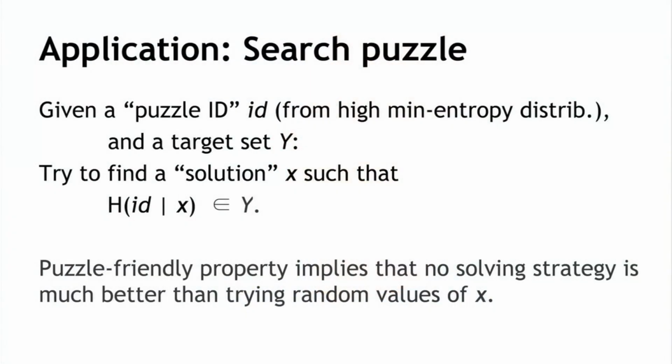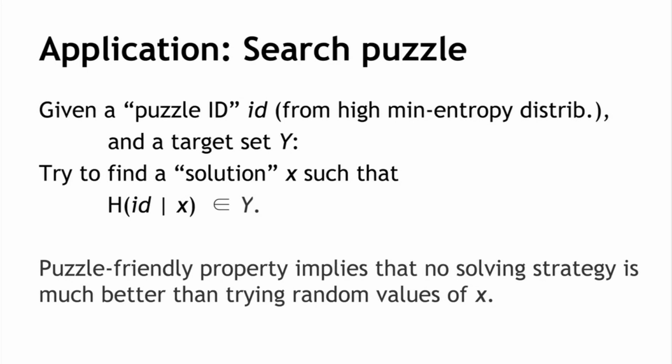To be more specific, the idea is that if we're given a puzzle ID, which is chosen from some high min entropy distribution, that is some very spread out probability distribution, and we're given a target set y, which someone wants to make the hash function fall into, then we want to try to find a solution x, so that if we hash the puzzle ID together with the solution x, we get a result that's in the set y. So the idea is y is a target range or set of hash results that we want. The ID specifies a particular puzzle, and x is a solution to the puzzle. And the puzzle-friendly property here implies that there's no solving strategy for this puzzle which is much better than just trying random values of x.